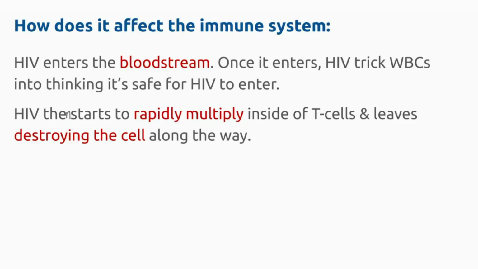The HIV virus enters the bloodstream. Once it enters the bloodstream, the HIV tricks the white blood cells. It tricks them into thinking it's safe for HIV to enter. Once inside, it starts to rapidly multiply inside of T cells. It then leaves the T cells, destroying the cell along the way.